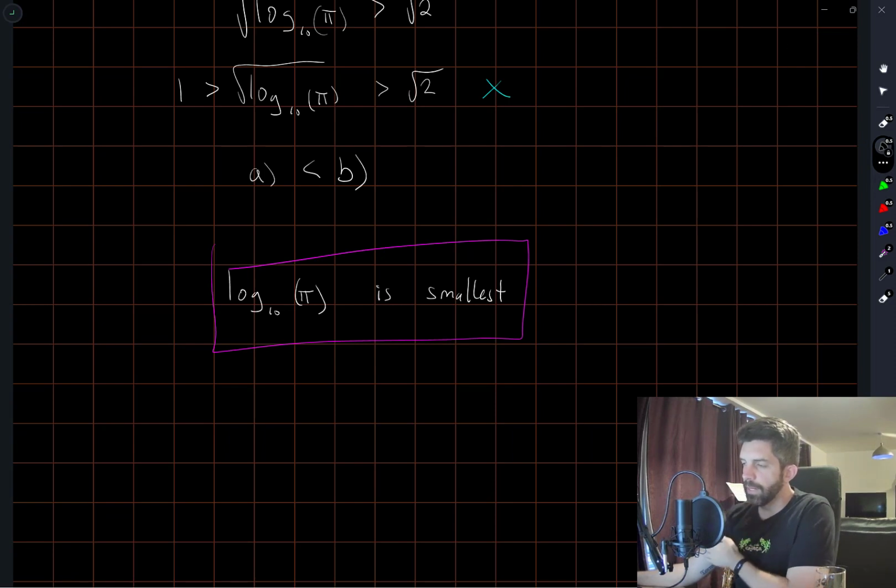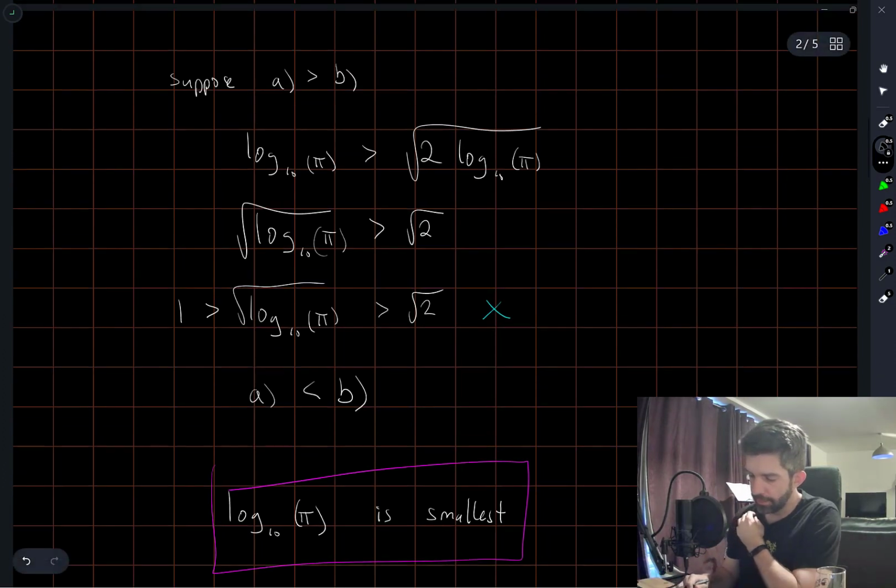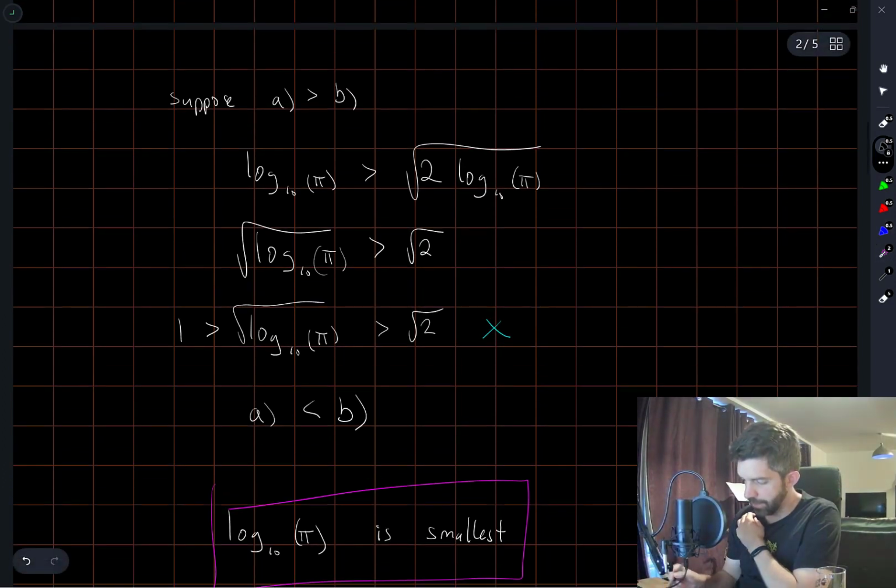Of course, if you understand how logarithms work, we know that the base 10 log of pi and the base 10 log of pi squared are both less than 1, as is the base 10 log of root pi. So this tells us that options C and D are both greater than 1. So we can eliminate those immediately, and then it's just a question of comparing options A and B. There might be a more elegant way to do this rather than making an assumption and coming to a contradiction.